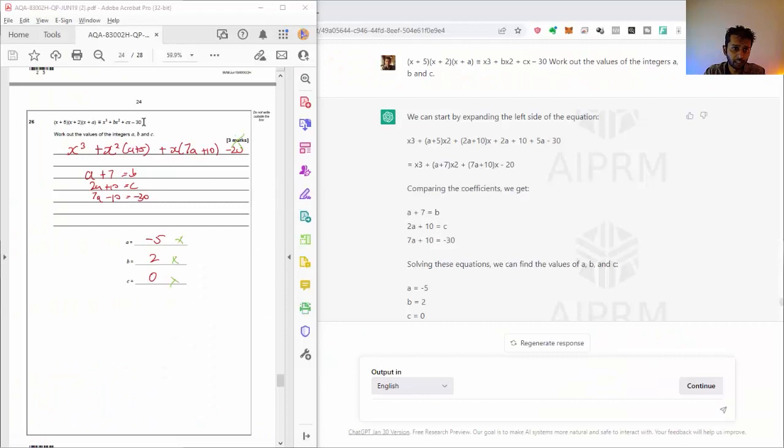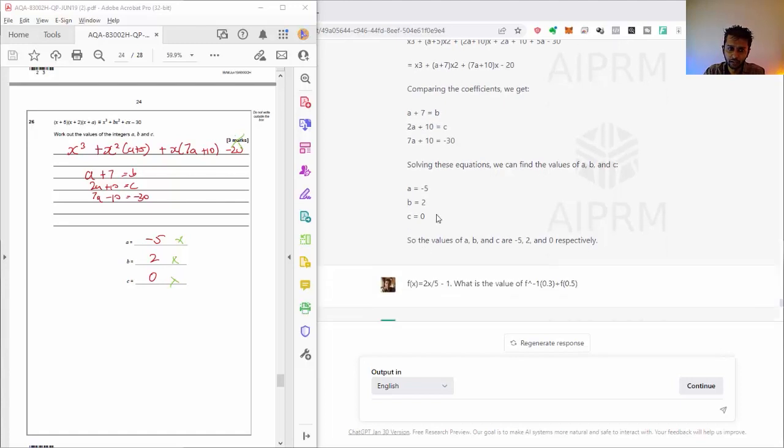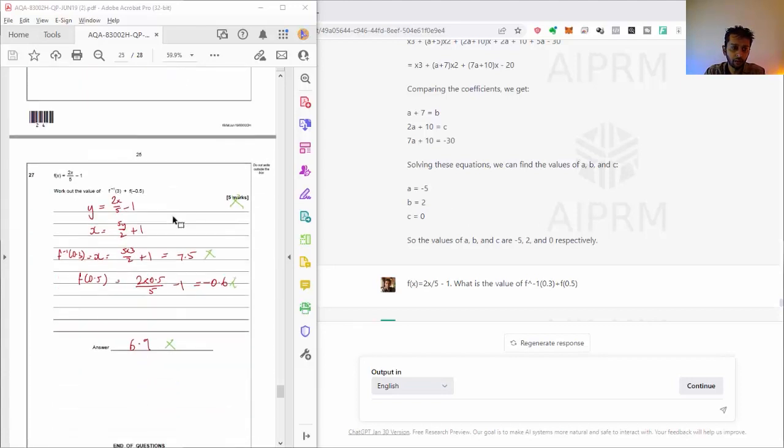Question 26, I copied this information in and I asked it to work out the values of A, B and C. It does some working out, it seems to be expanding the brackets, coming to some simultaneous equations, solving those simultaneous equations, but unfortunately those values were completely wrong. So there were no marks on that one.